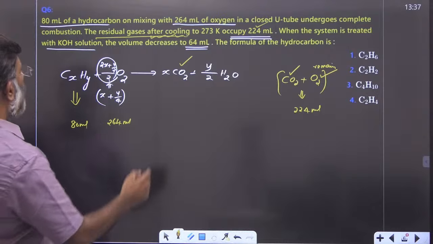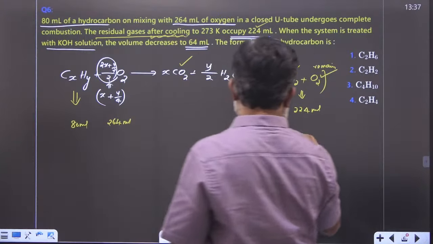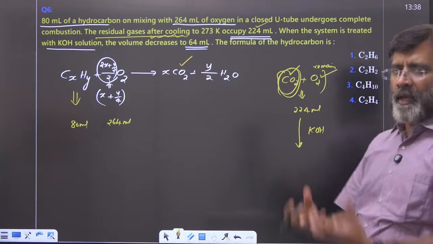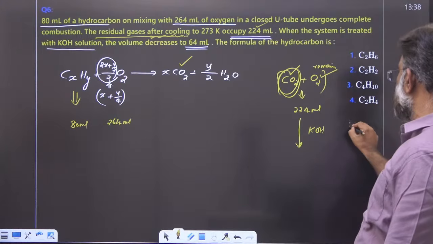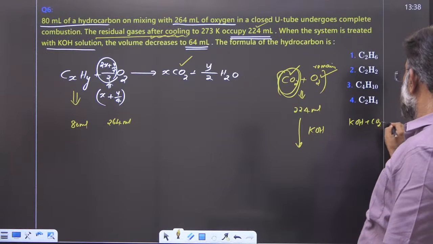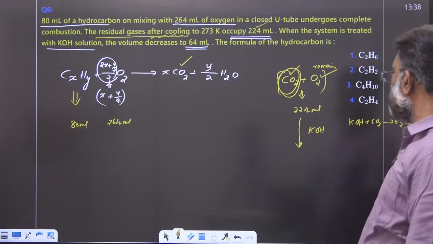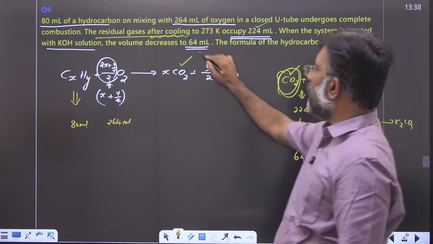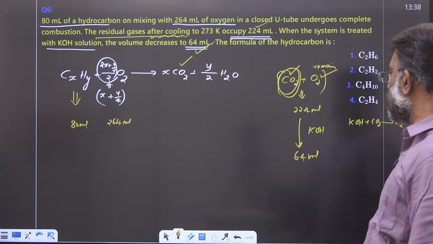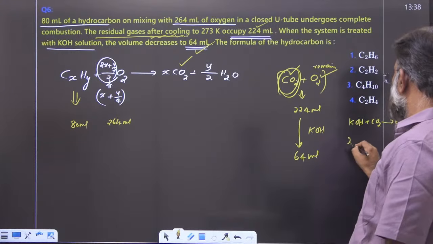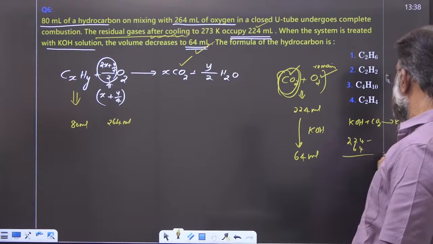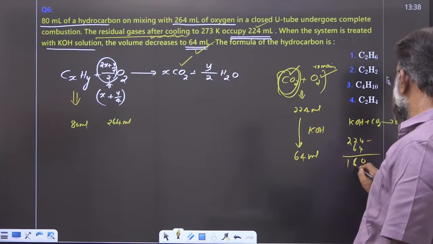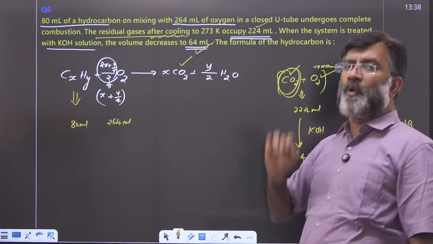Then this is passed through KOH. KOH will absorb CO2. What is the reaction? KOH plus CO2, you get K2CO3. So this is absorbed, and the remaining volume is 64 ml. That means CO2 absorbed is 224 minus 64, that is 160. 160 ml is CO2.